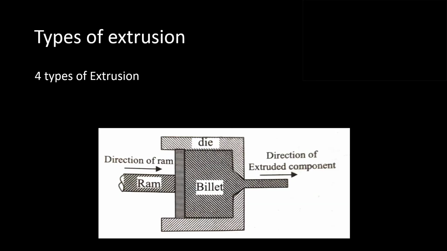There are 4 types of extrusion: forward extrusion, backward extrusion, hydraulic extrusion, and impact extrusion. This is forward extrusion, in which the direction in which the ram is moving and the direction in which the finished product is coming are the same. The material is moving, so there is friction at this point and this point. So this is known as forward extrusion.